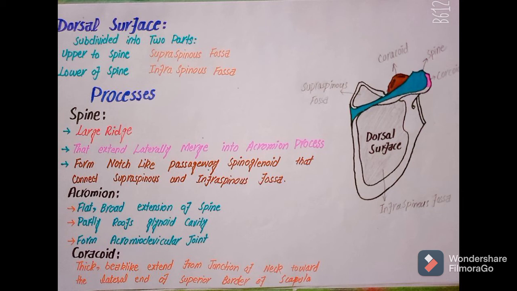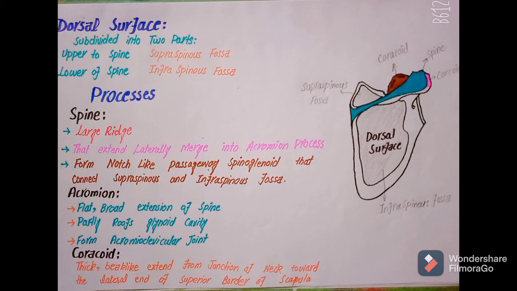The second one is the acromion process, which is present at the end of the spine. The acromion process is a flat, broad extension of the spine. This process partly roofs the glenoid cavity and forms a joint with the clavicle, which is called the acromioclavicular joint. Hence, the acromion and clavicle bones together form a joint. This process is represented in pink color in the diagram.